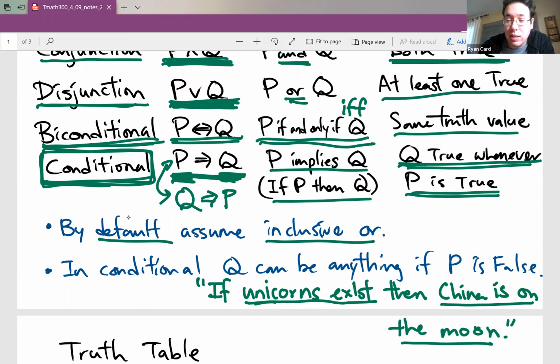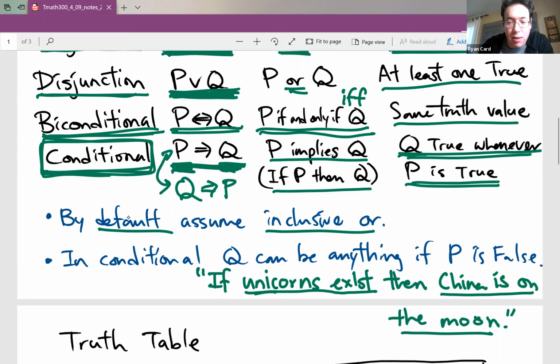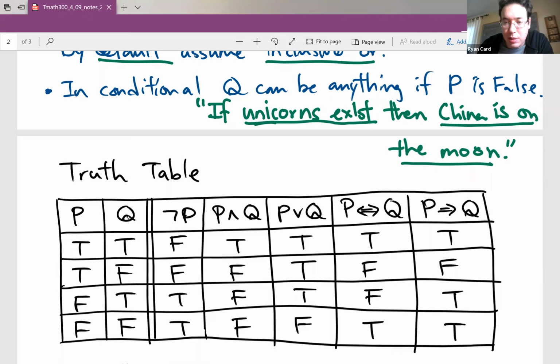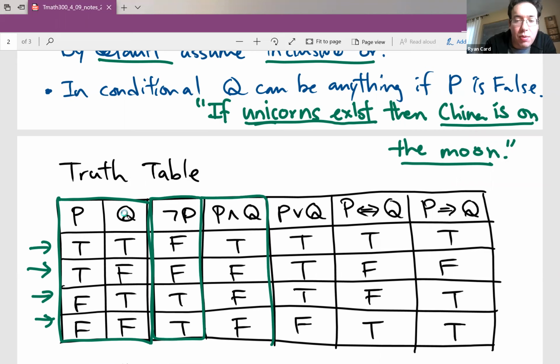So if unicorns exist, then China is on the moon. It's a true conditional statement. Here's a summary of the relationships between the true and false. On the left-hand side in the truth table, there are all combinations of what you could have for P and Q. P could be true, Q could be false. Every combination is summed up in these 4 rows. And on the right-hand side, that tells you what the connectives are doing.